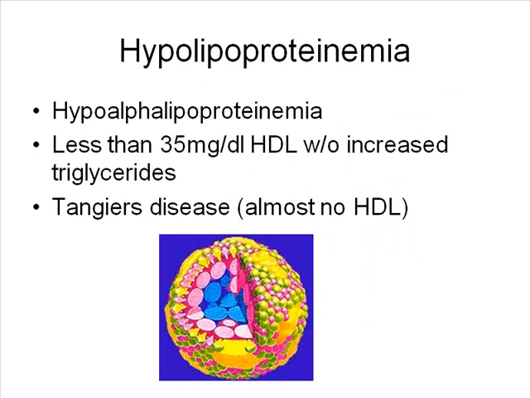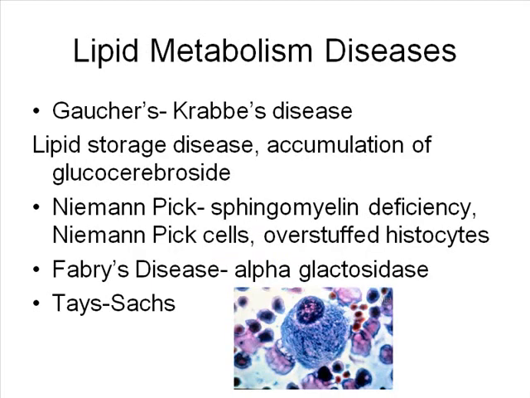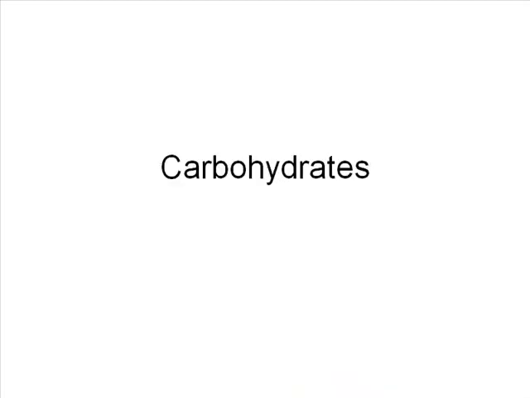Hypolipoproteinemia is probably one of the few genetic types of diseases where you have no HDL. You will get high coronary heart disease at very young ages, called Tangier's disease. You also have your lipid metabolism diseases, your Tay-Sachs, your Fabry's. All of those have to do with some sort of lipid storage or lipid enzymes that accumulate, can cause retardation and other things, depending on what kind of disease it is.